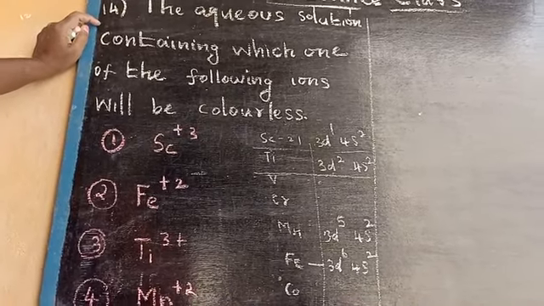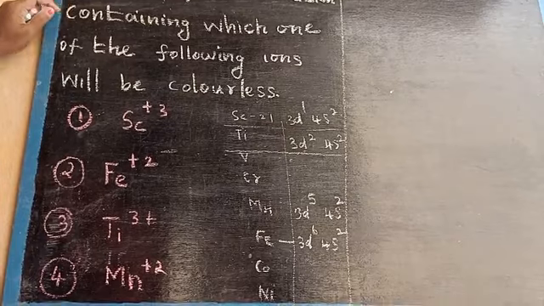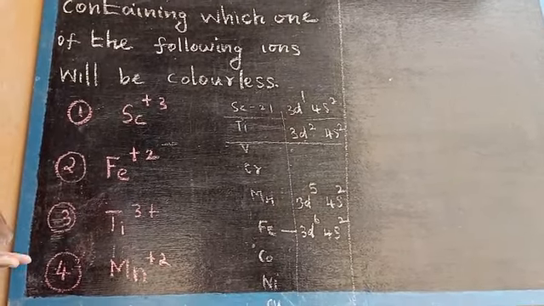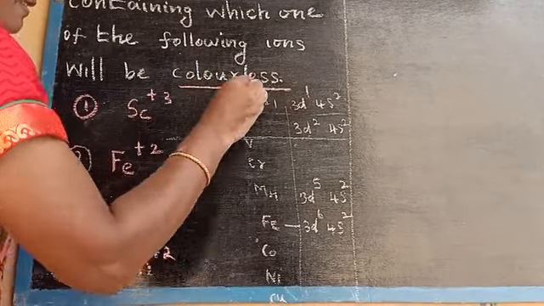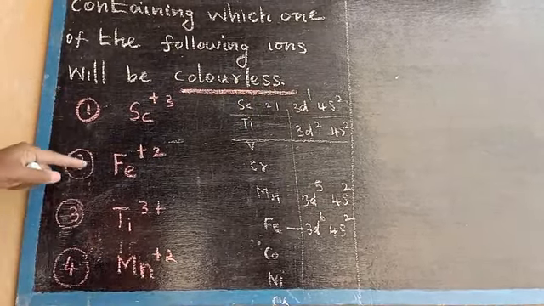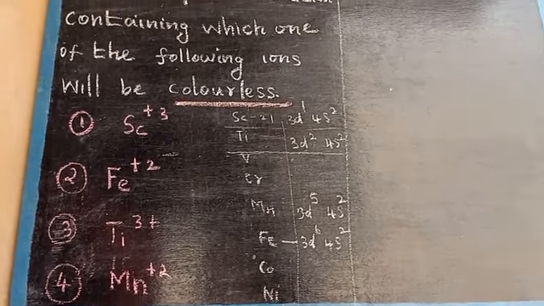Question number 14, children. The aqueous solution containing which one of the following ions will be colorless? Okay, the question is about a colorless substance. So here, let us look at the options. Among these, which one is colorless?